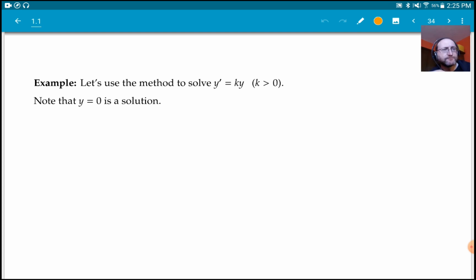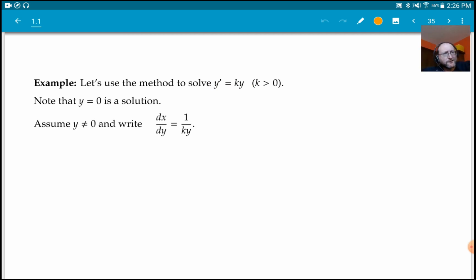So one of the things to think about is, what about y equals 0? What if y was 0, at least somewhere? It turns out y equals 0 is a nice solution. If I plug that into the equation, that solves it. If y is 0, its derivative is 0, so the left-hand side is 0, and k times 0 is 0. So the right-hand side is 0 as well. So that works, y equals 0 is a solution.